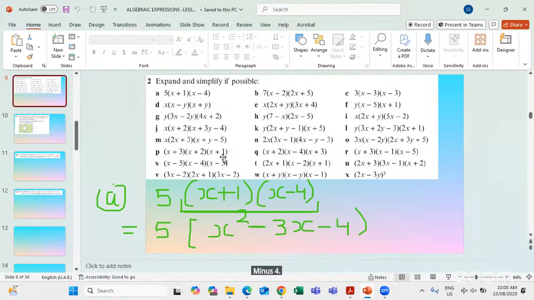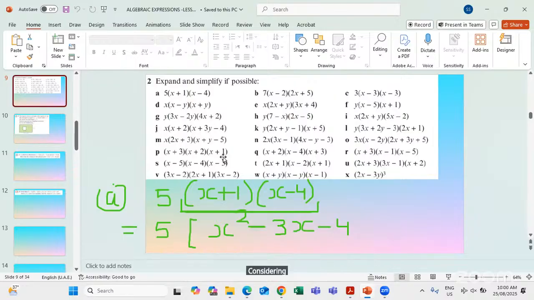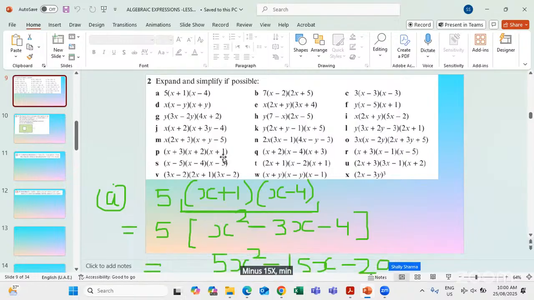Now I hope you understand the FOIL method, so I'm not going to explain that here. I'm considering that you already know it. Then we can multiply all the terms by 5. So it is 5x squared minus 15x minus 20. This is one of the ways to do it.